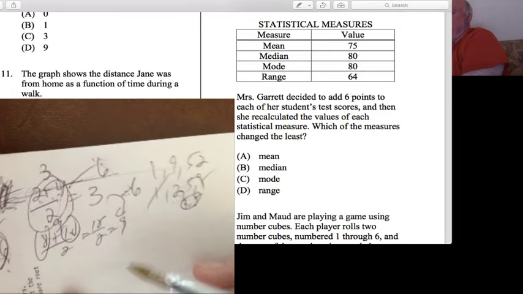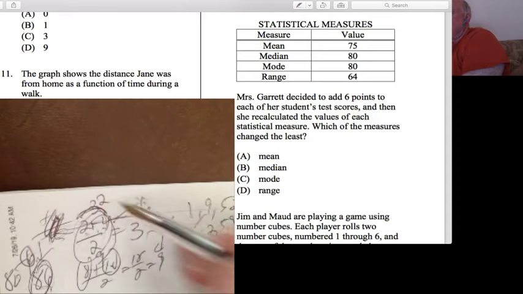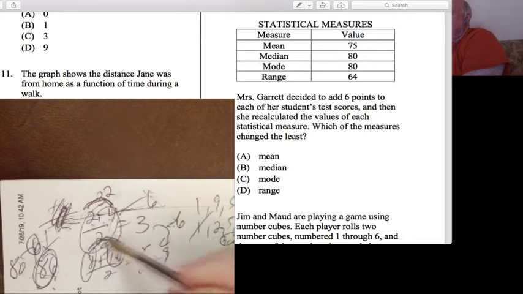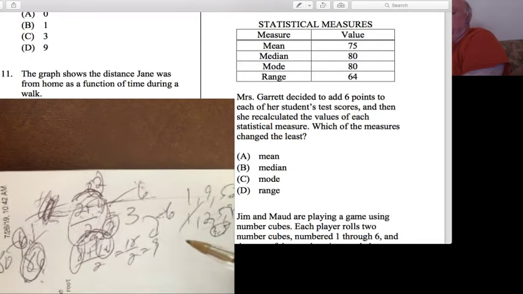And what about their range? So the range here was the max minus the min, which is 2. And the range after adding 6 is also 2. Oh, wait a second. The range didn't change at all. So when their list is 20, it's going to be the same thing.